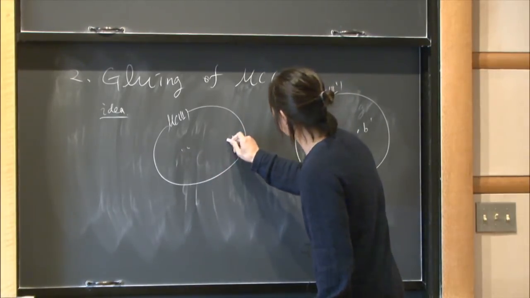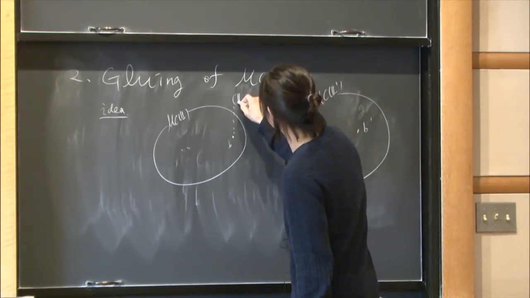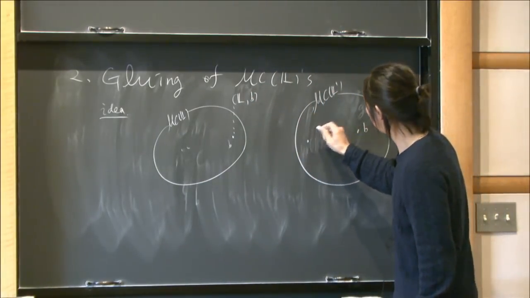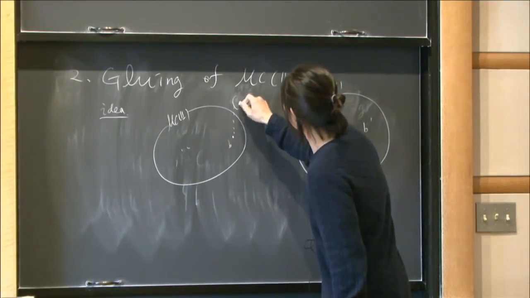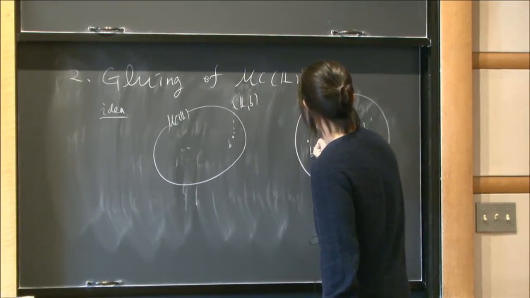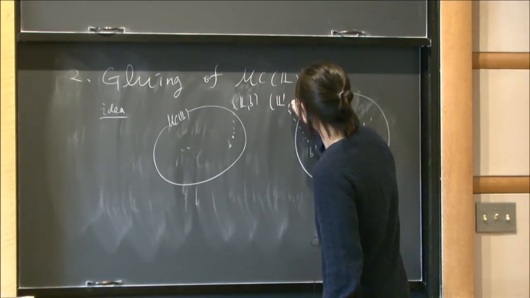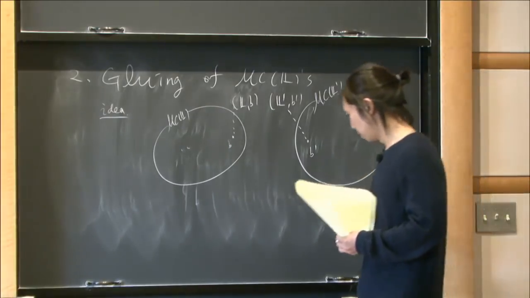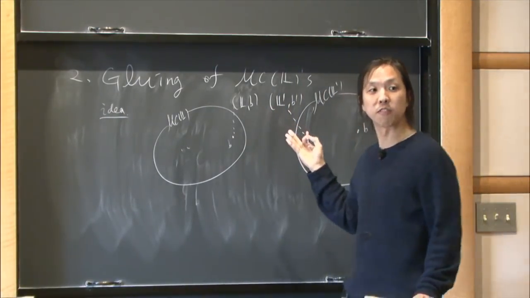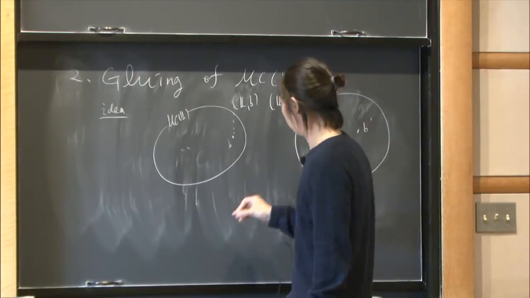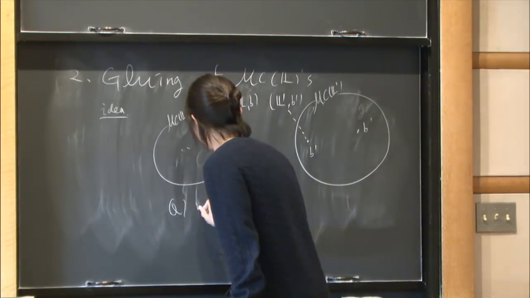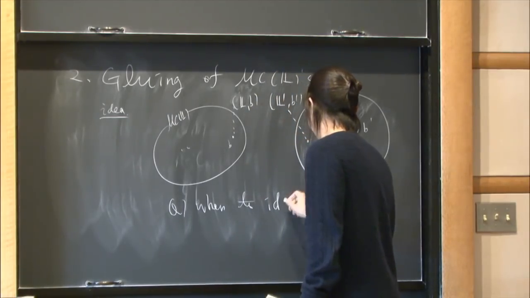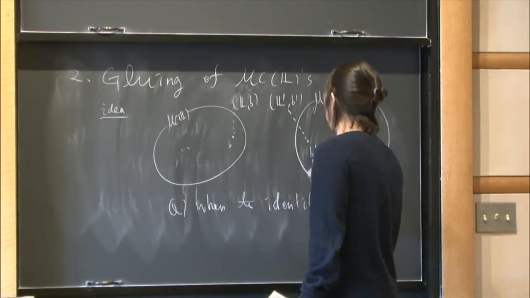So you pick one point here, and that actually represents the Lagrangian which is boundary deformed by B, L_B. Take another one here, B prime. This is L prime deformed by B prime. Now the question is when to glue these two, or when to identify these two different objects in the Fukaya category. So the question is when to identify these two.